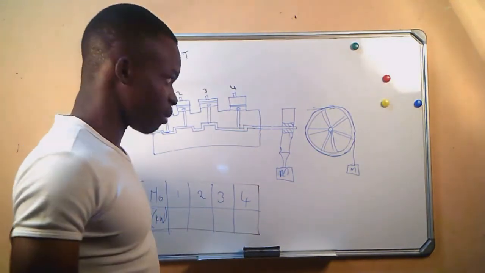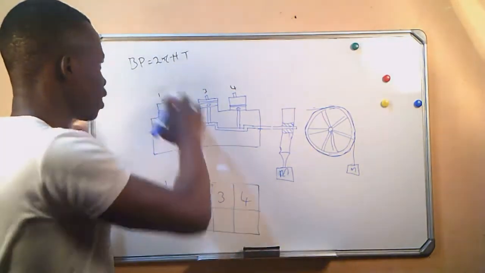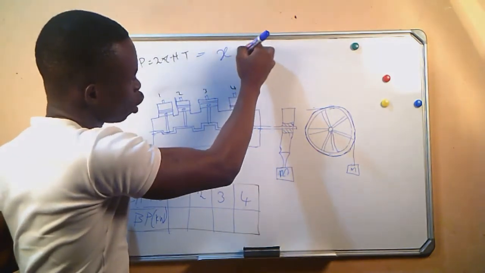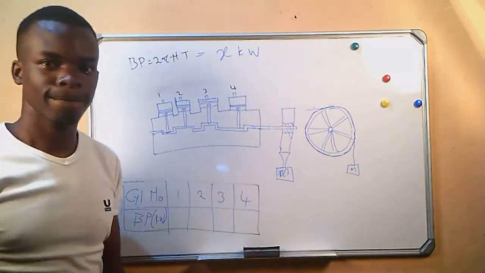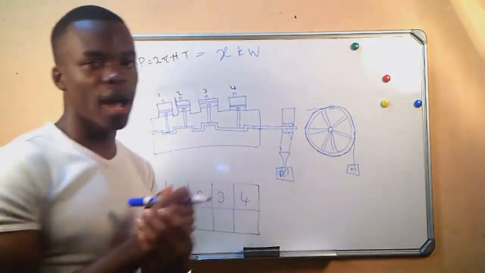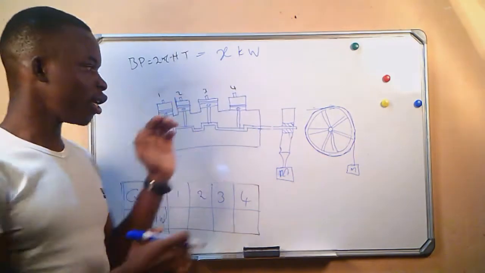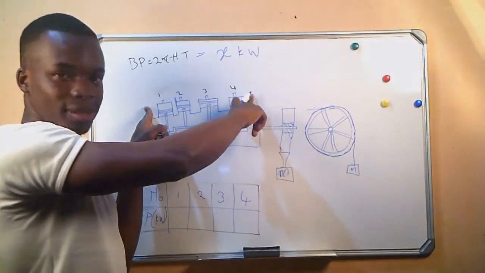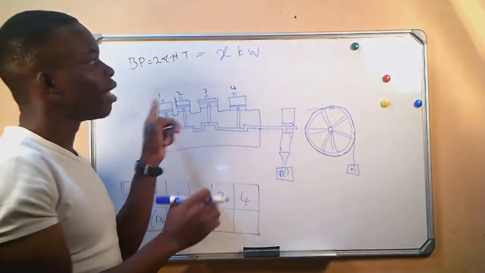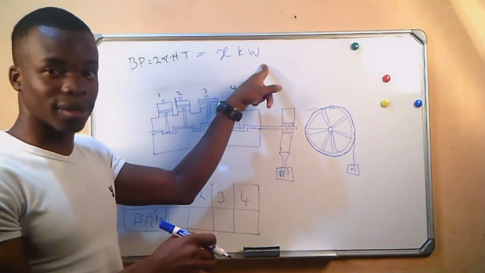Now, the first thing that we must calculate is the brake power, which we know is given by 2 pi nT. Let's say we calculate our brake power and we get that it is x kilowatts. We have our brake power. Now we come back to our engine. The brake power that we have is for the engine when all 4 cylinders are operating, or all 4 cylinders are working. And when we calculate the brake power, we get that the brake power is x kilowatts.